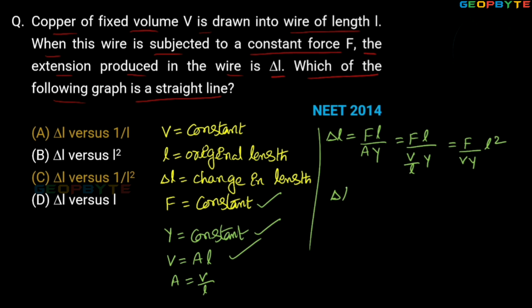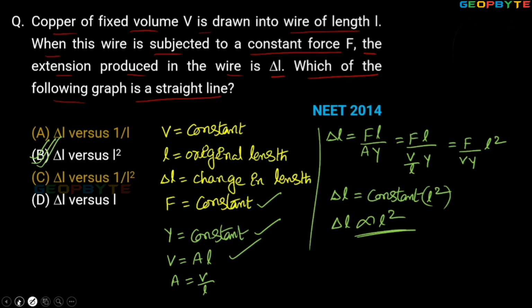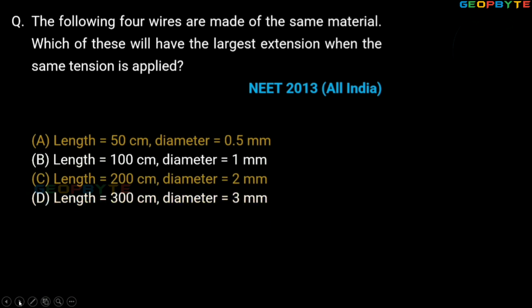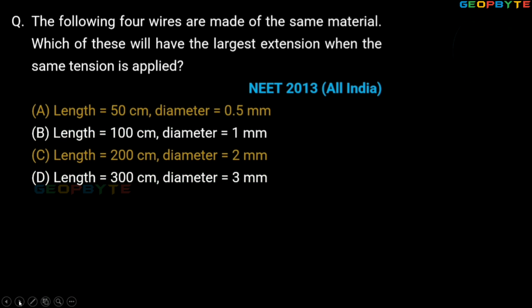From this I can write that delta L equals a constant into L square, or change in length delta L is proportional to the square of the length. Look at option B. Option B is absolutely correct. Understood clearly? Yes. Then let us take another important problem asking like this.